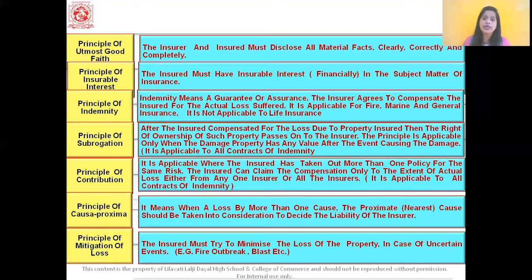This is applicable when the insured has taken out more than one policy for the same risk.